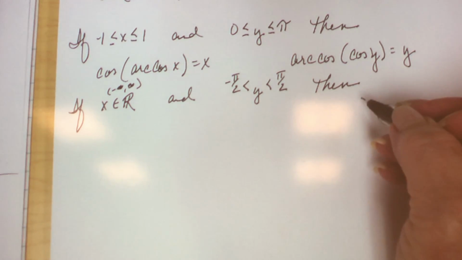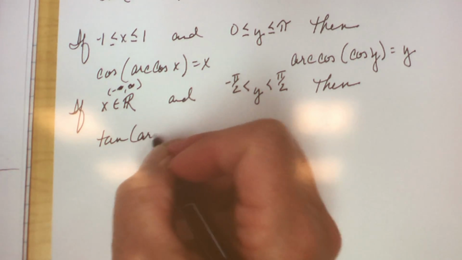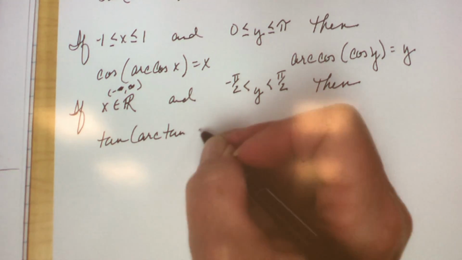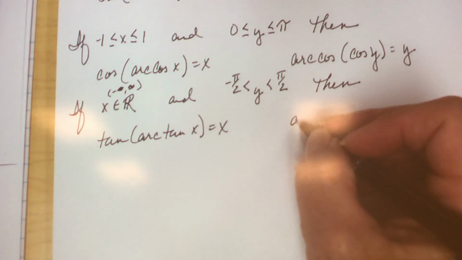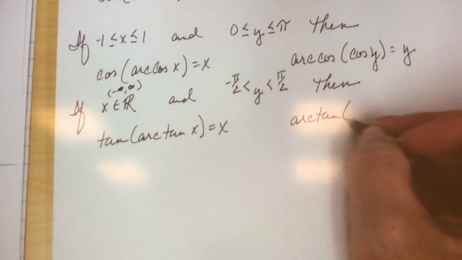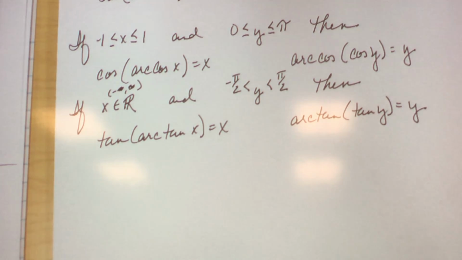Then the tangent of the arc tangent of x is equal to x, and the arc tangent of the tangent of y is equal to y.